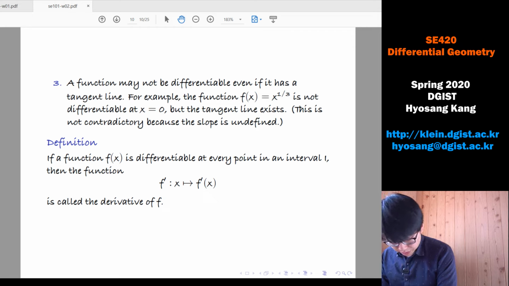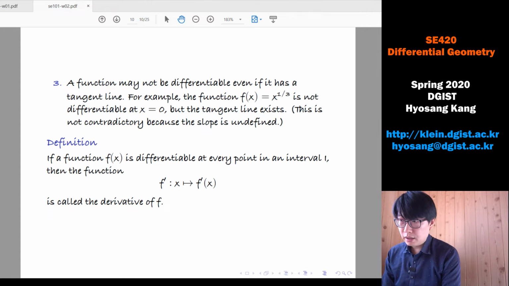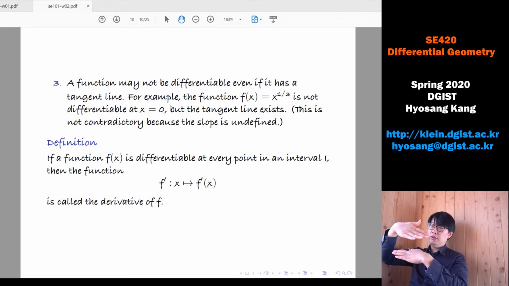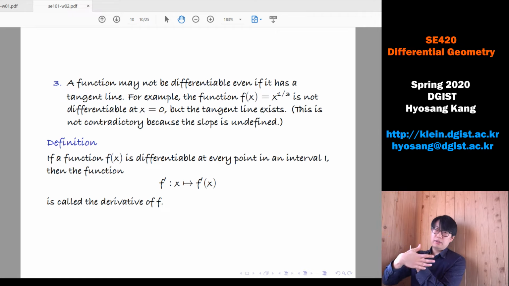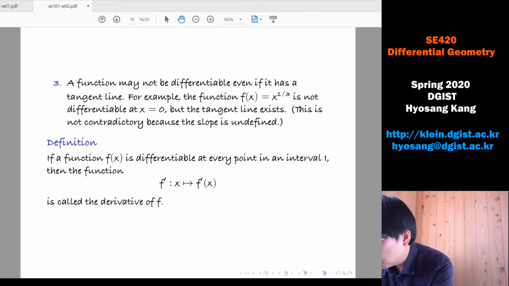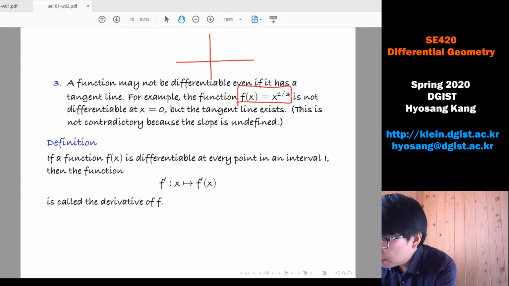Somehow we learned in high school that differentiability means that you have a slope, which means that you have a tangent line. A tangent line means that the line is slightly touching the graph of a function. But having a tangent line does not mean that the function is differentiable. For example, take f(x) equals x to the 1/3. The graph looks like this. We have a vertical slope. Still, this function has a tangent line at x equals 0.